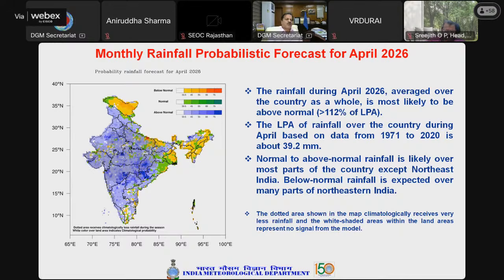There are certain white spots you can see. In the white spots, the model does not have any signal. The model could not predict. It could provide equal probability for three ranges: normal, below normal, above normal. It has no projections. Therefore, that is the limitation. We cannot provide the forecast for those white shaded areas.